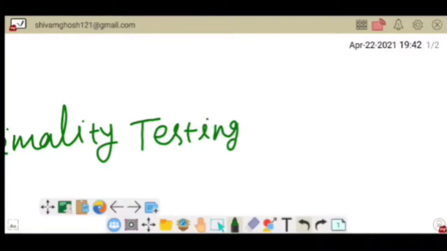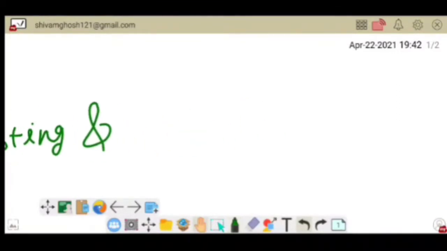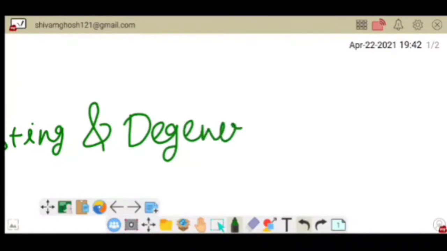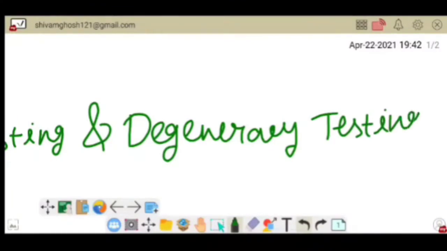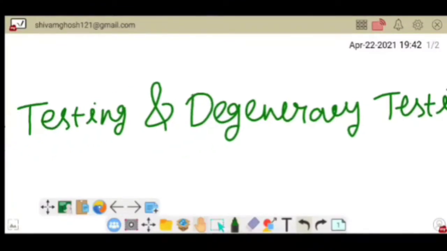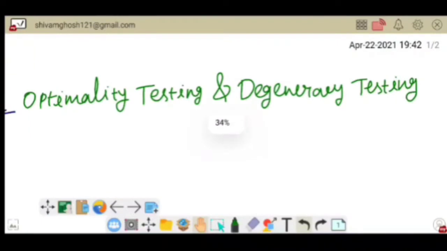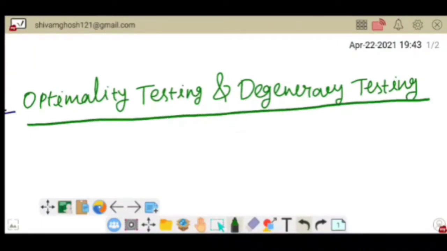And degeneracy testing. Optimality testing and degeneracy testing, it is the headline.